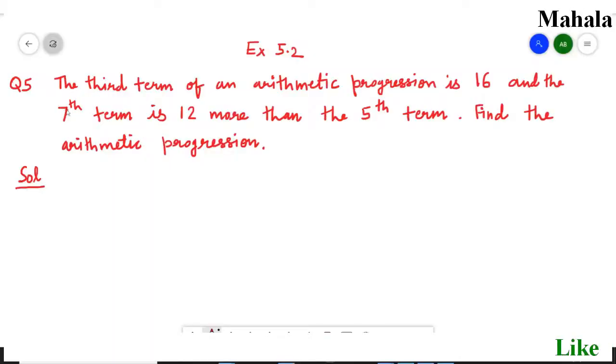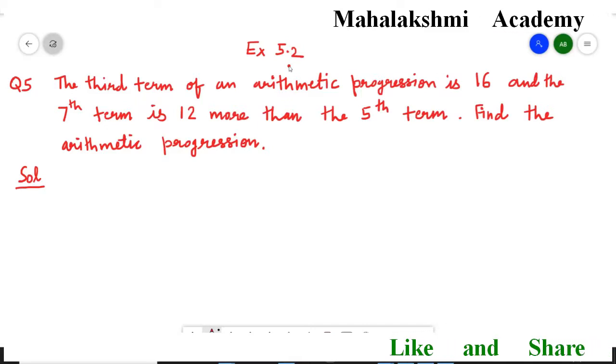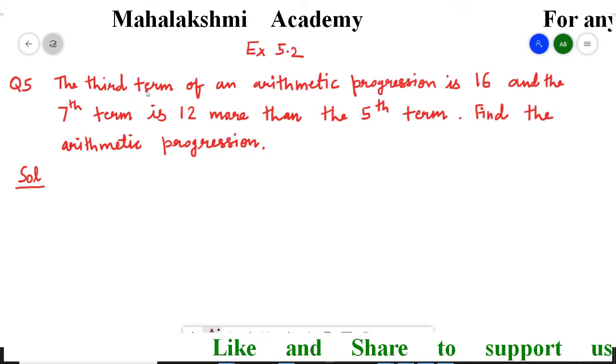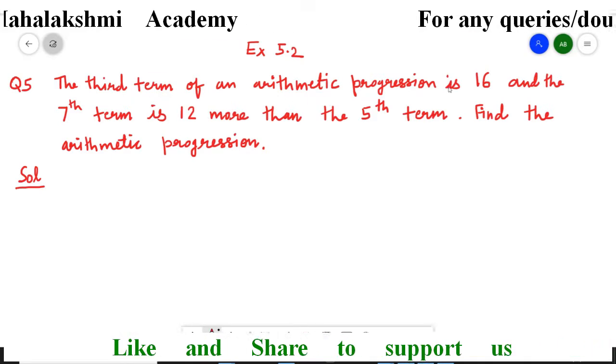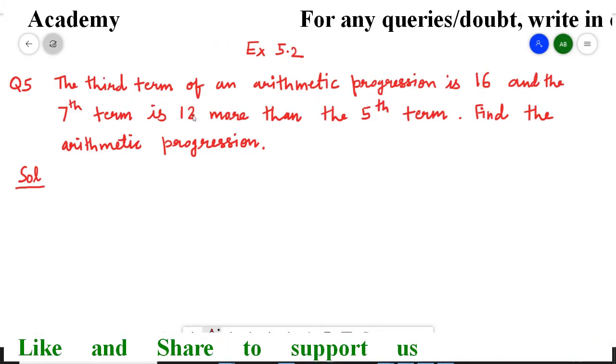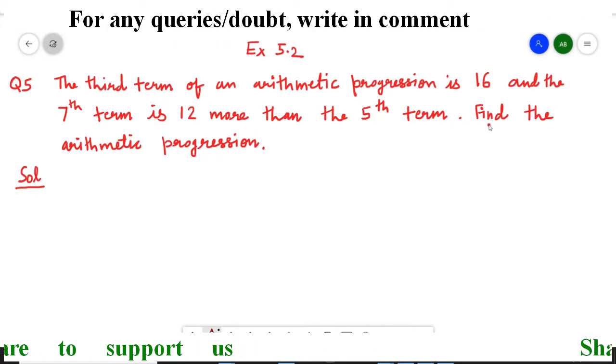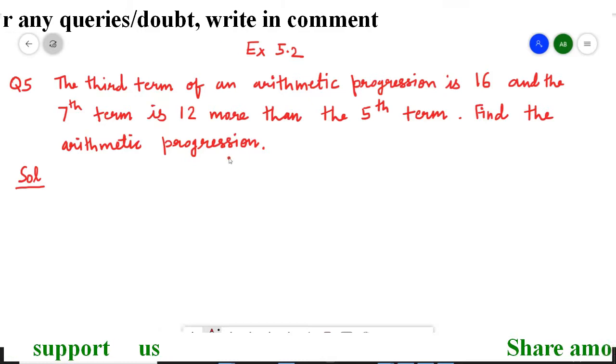Hello everyone, I am going to explain question number 5 from exercise 5.2. This question belongs to 10th class maths. The question is: the third term of an arithmetic progression is 16 and the seventh term is 12 more than the fifth term. Find the arithmetic progression.